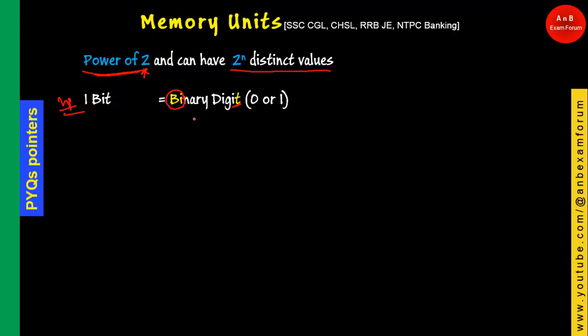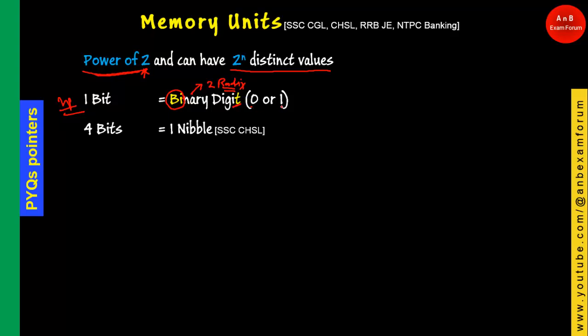And as you know, the word binary means 2. So basically binary means radix 2. We are going to see radix in data representation. Radix 2 means it is able to identify 2 symbols. What are those symbols? 0 or 1. So 1 bit means binary digit, and as we have seen, there are 2 distinct values. So 1 bit means 2 power 1, that is 2. So 2 distinct values can be identified, 0 or 1.